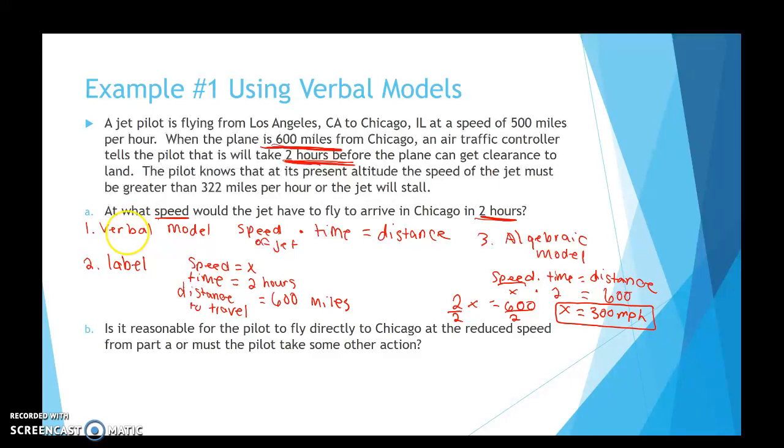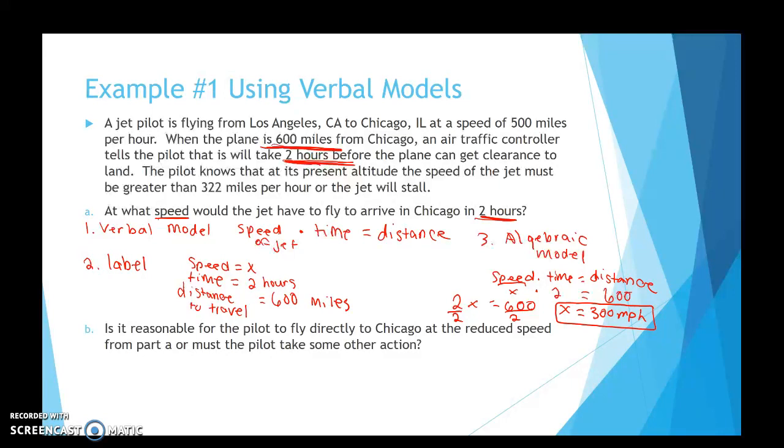Notice I did all the steps from the previous slide. I wrote my verbal model, I labeled, and then I wrote my algebraic expression. I would want you to do that in the bookwork as well. Based on finding the speed, the 300 miles per hour, we can now answer part B, where it says, is it reasonable for the pilot to fly directly to Chicago at the reduced speed from part A, or must the pilot take some other action?